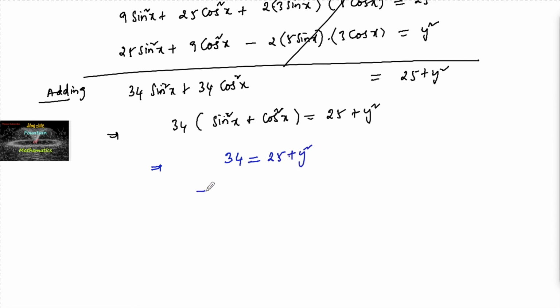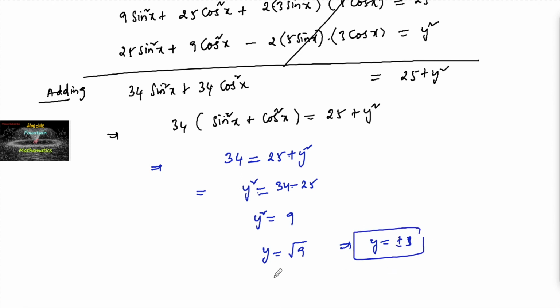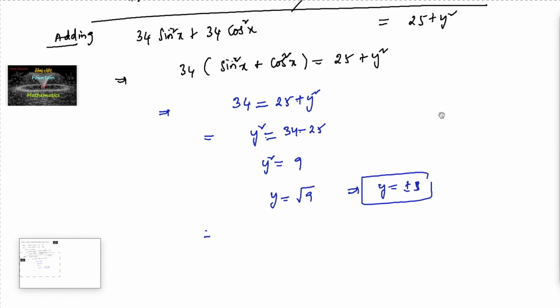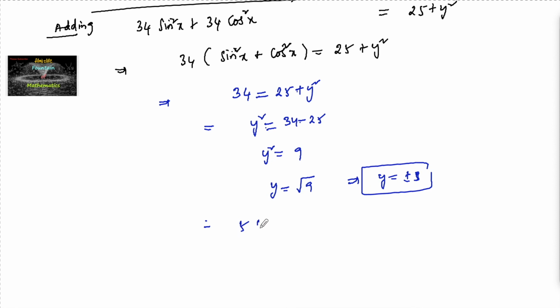Since cos square plus sin square is 1, y square is equal to 34 minus 25, which comes to 9. So y is equal to square root of 9, so you get y is equal to plus or minus 3. Therefore, 5 times sin x minus 3 times cos x is equal to either plus 3 or minus 3. So this is the answer. Okay, thank you.